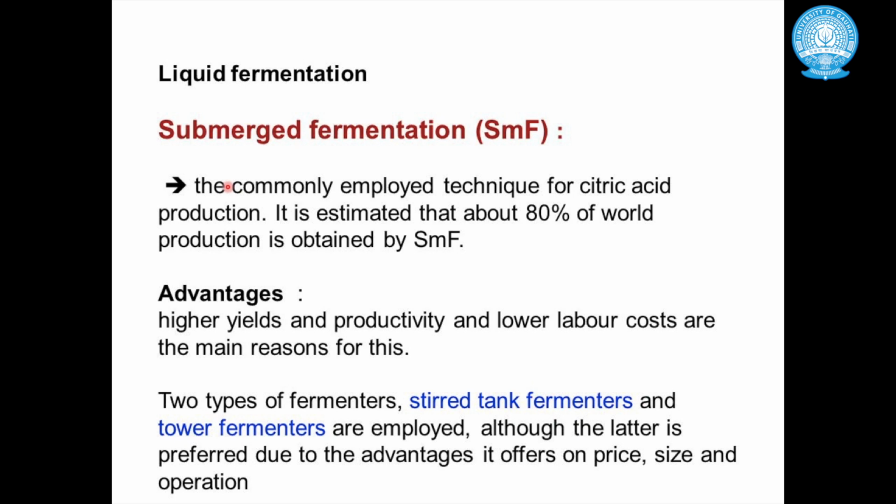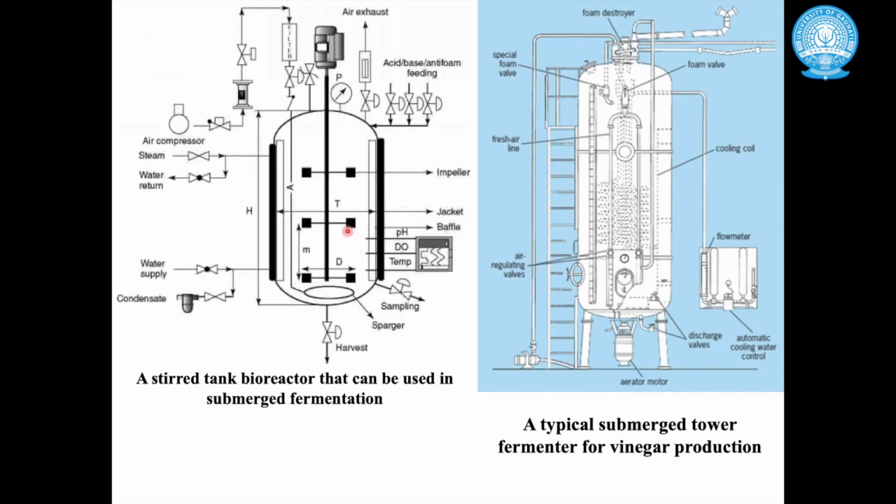So basically, submerged fermentation is a commonly employed technique that is widely used for citric acid production by some microorganisms. And the two types of fermenters, the stirred tank fermenter and tower fermenters, are widely used for the submerged fermentation process. So this is a stirred tank fermenter and a typical submerged tower fermenter for vinegar production. So it's not only about citric acid, vinegar is also produced by a typical submerged tower fermenter.